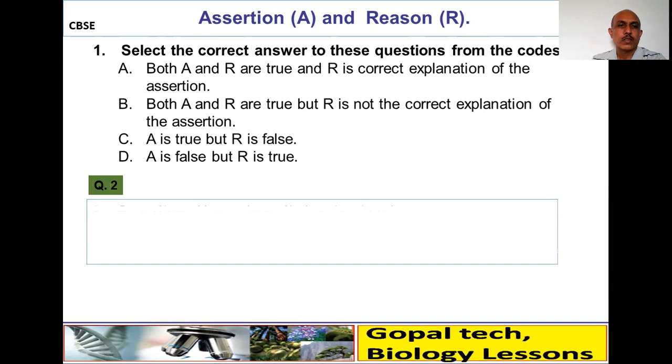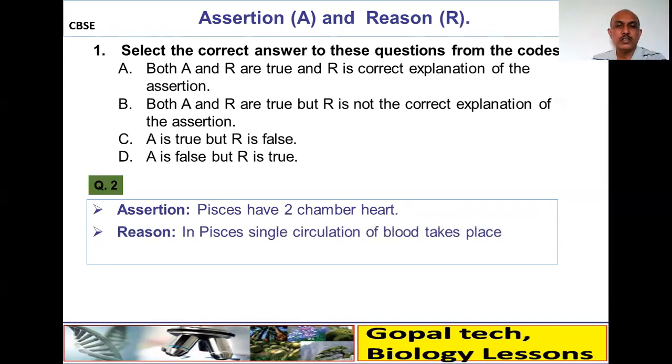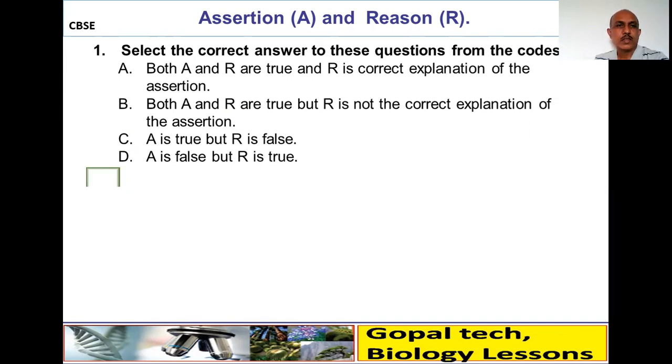Next question. Assertion: Pisces have a two-chamber heart. Reason: in Pisces, single circulation of blood takes place. Pause the video, write the answer, check it. Yes, the correct answer is A, because both are true and it is a correct explanation.